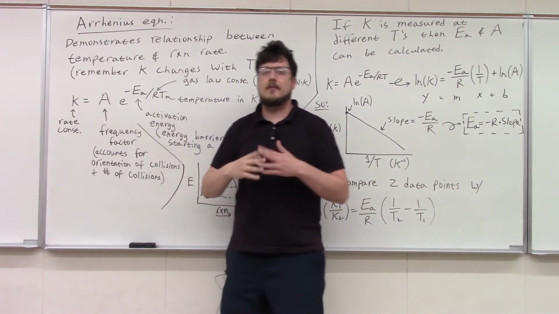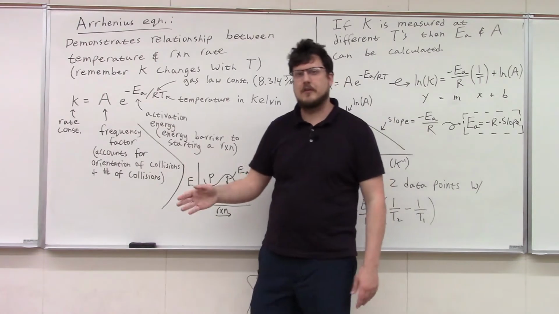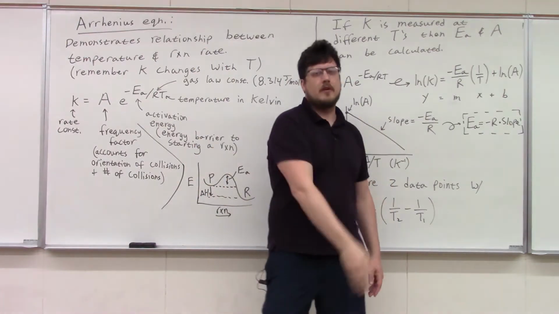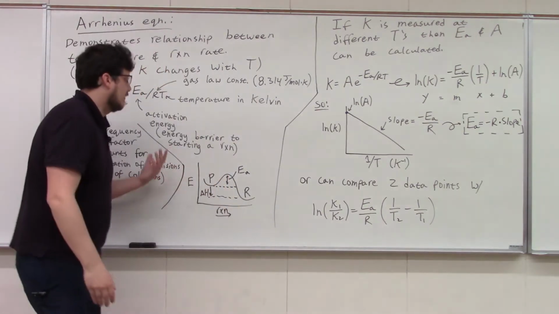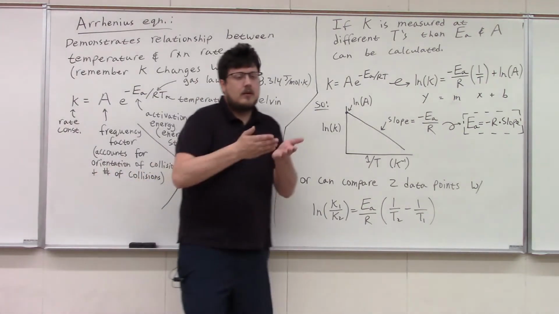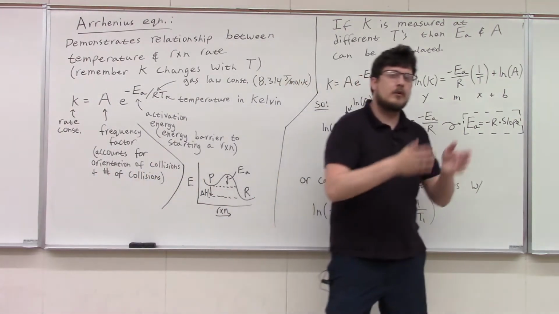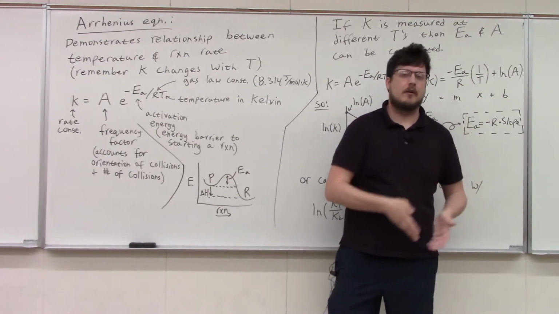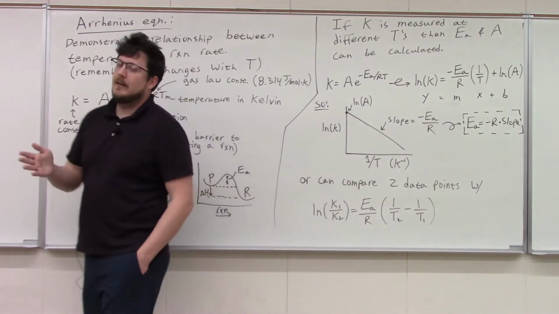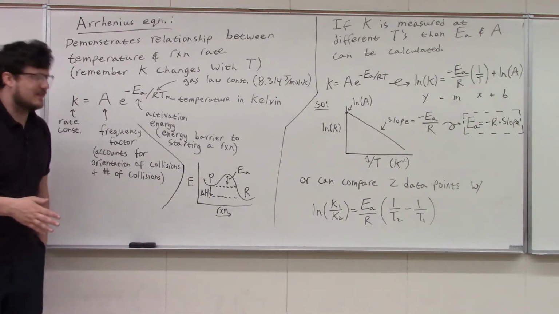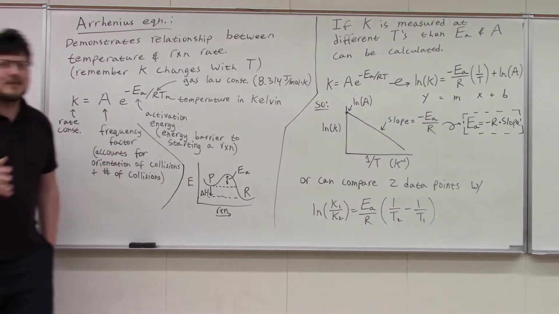So K, this drives some people nuts. It's a constant that changes with temperature. So it's a constant for any given set of concentrations. It's a constant at any given temperature, but it will change its numerical value as temperature changes. So it's not always constant.